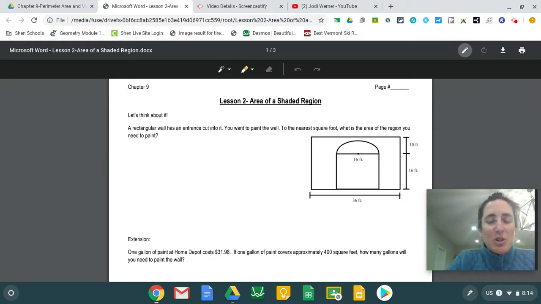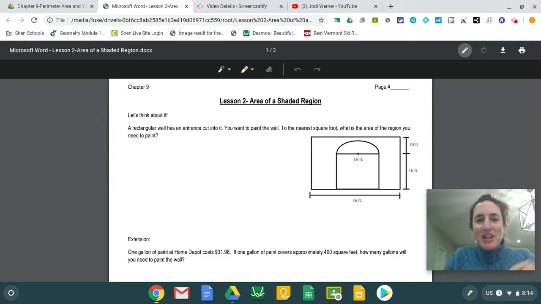So what we need to do is find the area of the large shape on the outside and subtract out the area of the rectangle, or square actually it is, and the little semicircle at the top. So we have a lot of areas to find. Then we're going to figure out at the bottom down here how much paint we're going to need, or how many gallons we're going to need to paint the wall.